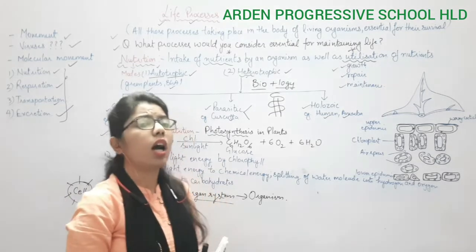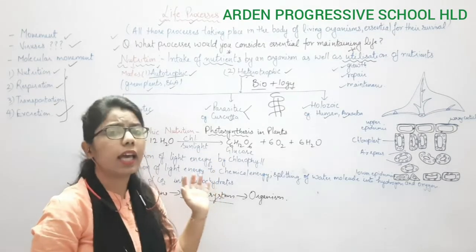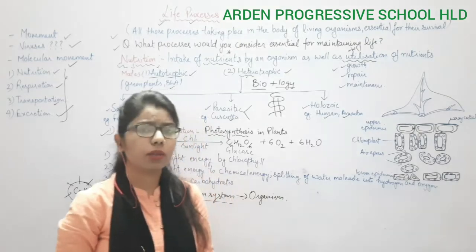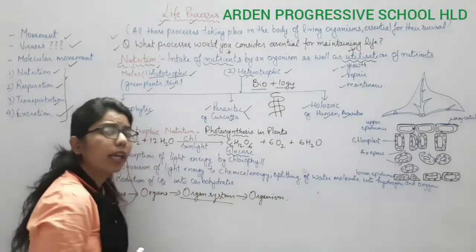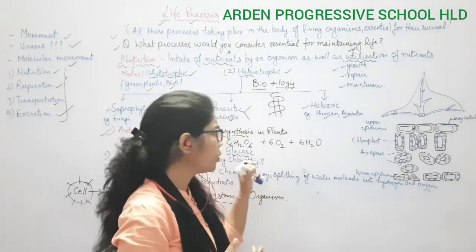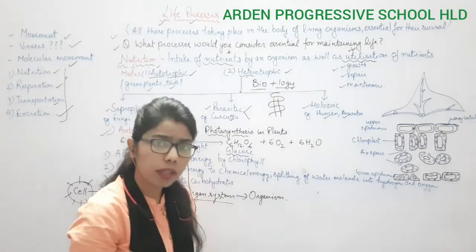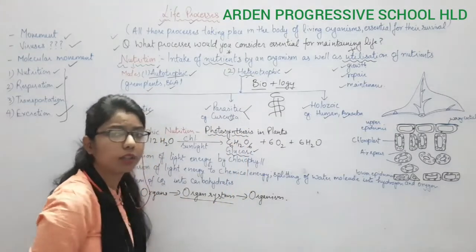Now, how do the plants utilize all these things and form the food for the plants? What is the food that is prepared here? Glucose. And in which form do the plants store their food? In the form of starch. Starch is a complex food material which is formed with the help of glucose molecules.